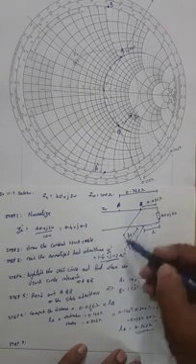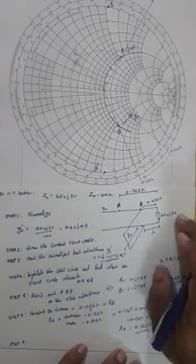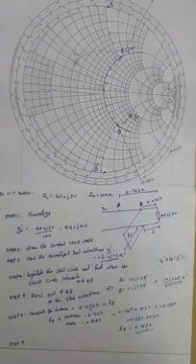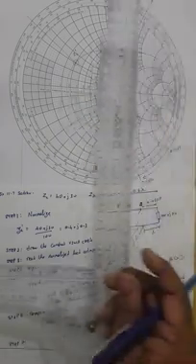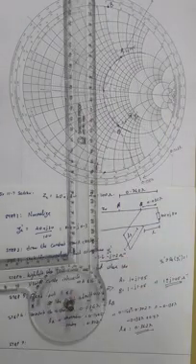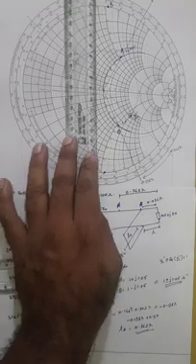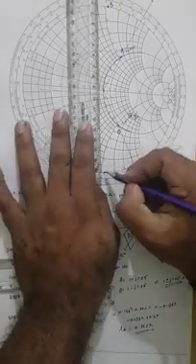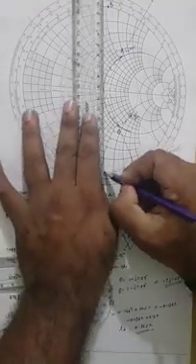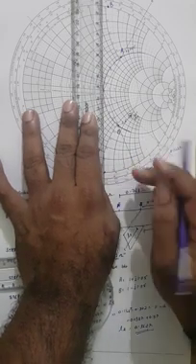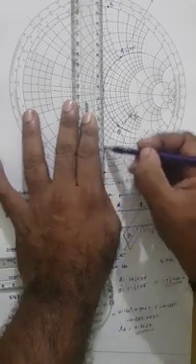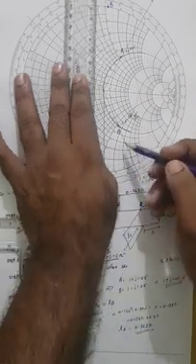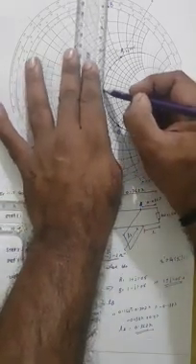Now to compute the length of the stub, what we've got to do is very simple. You just go ahead and pick up your ruler and mark out these 2 points. Let me pick up pencil, so A dash to the center, or the center to B dash.